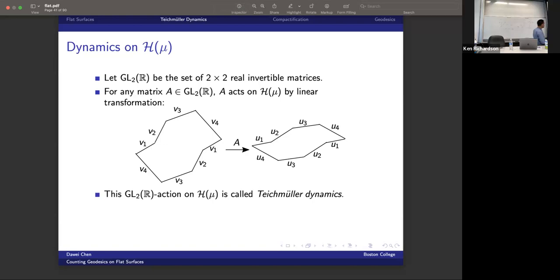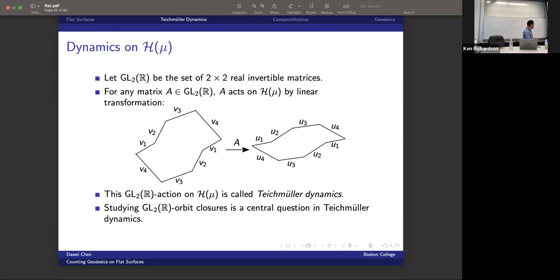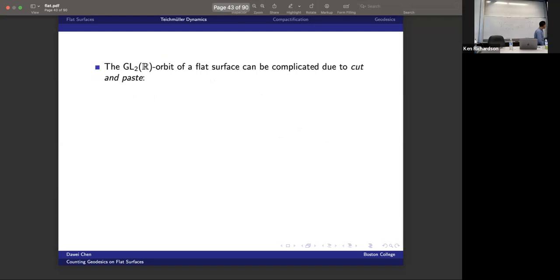This action in the literature, sometimes people call it Teichmüller dynamics, there's some connection to Teichmüller theory. One of the most important questions in the study of Teichmüller dynamics is to classify or study these GL2 orbits, but not only the orbits, but orbit closures. We have a local manifold structure, right? Each space is a complex manifold, so we can just take the closure of an orbit. For example, you can ask if I take a GL2 orbit and take its closure, do I always get the total space? Or does it really form a proper subspace? Or what is the structure if it's a subspace?